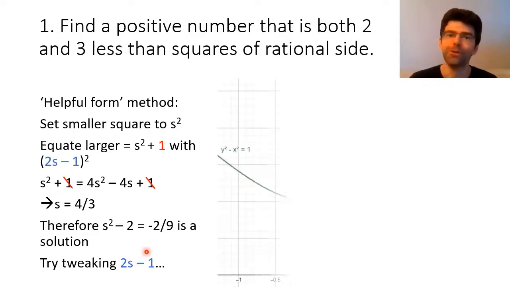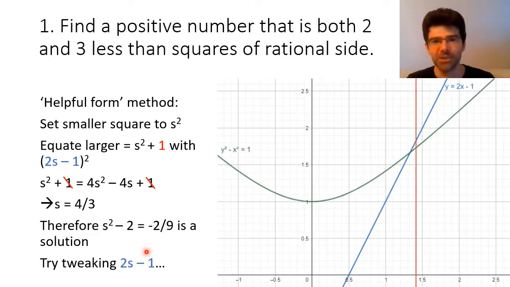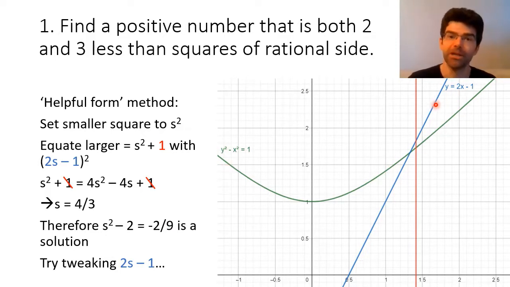You could draw a graph of the hyperbola y squared minus x squared is 1. Our substitution boils down to supposing that y equals 2x minus 1, so we look at where the hyperbola crosses that straight line, and we see that the blue line is too steep. It crosses before x equals root 2, and so equating the side of the larger square with something like 1.5s minus 1 should shift that line down a bit and do the trick and give us a positive solution.